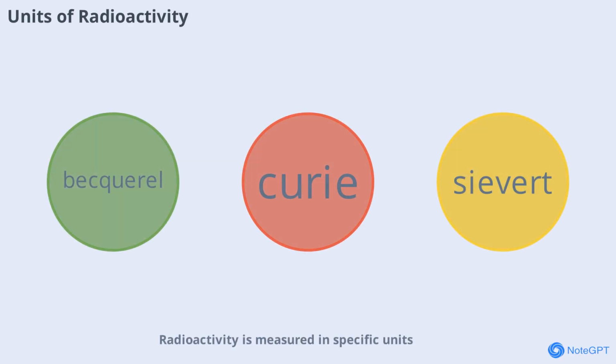Radioactivity is measured in specific units. The Becquerel (Bq) is the standard unit, representing 1 decay per second. Another common unit is the Curie (Ci), which is much larger and used for bigger samples. When measuring the effect of radiation on living tissue, we use units like the Sievert (Sv) and the rem. These units help scientists and doctors assess exposure and ensure that people working with radioactive materials stay safe.